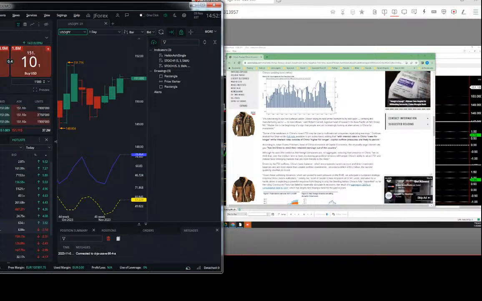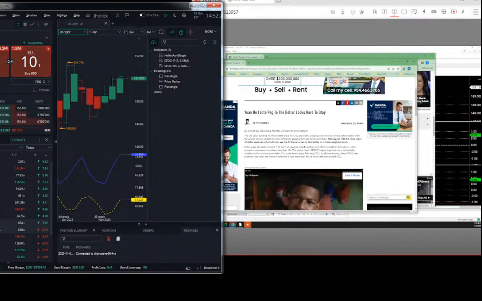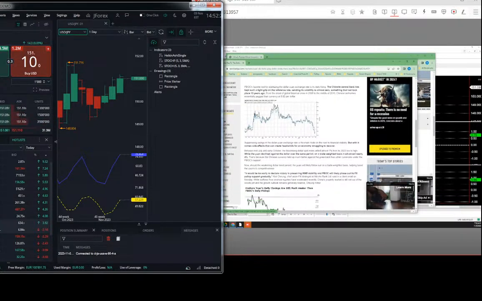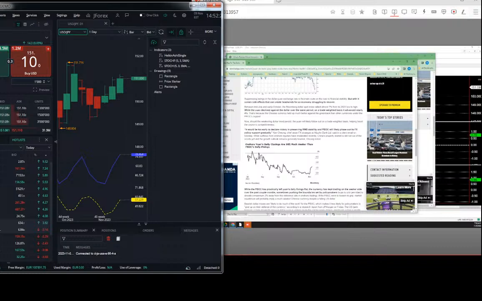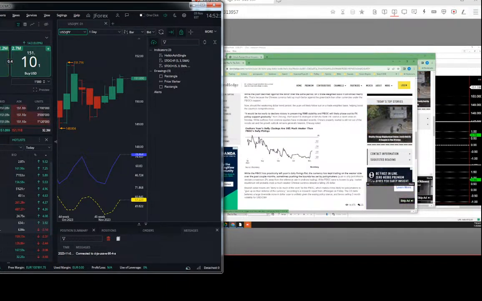There you go. Let's put that one over there too. I didn't even bring this article up. Yuan de facto pegged to dollar looks here to stay. And you can see there that, in other words, whenever the dollar moves, they move the yuan. And that's why it only trades maybe 2.5% to 3% a day. And that's it, because everybody knows it's not, and not counting the other.